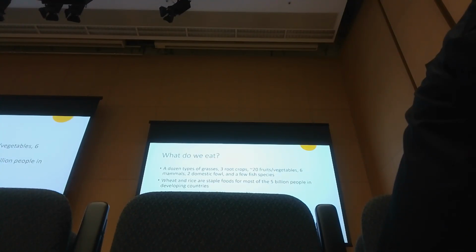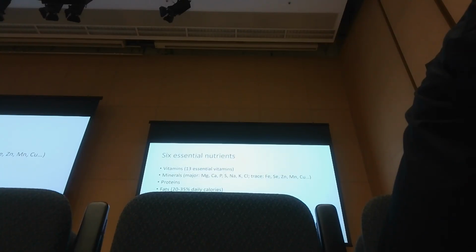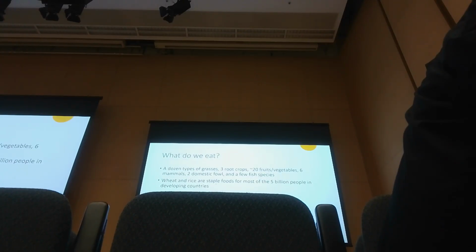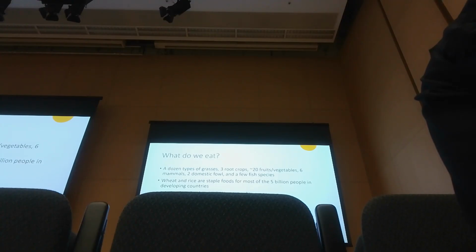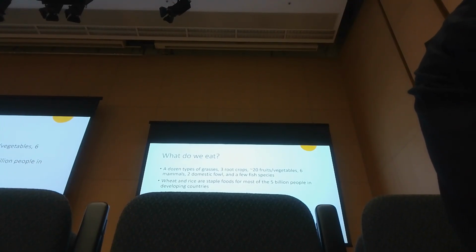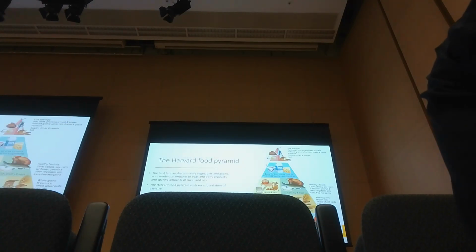And in terms of our food, where are the sources of those nutrients? We may think about certain grasses, root crops, vegetables, domestic fowl and fish species. For a lot of people, rice is quite important: 5 billion people in developing countries rely on rice supply. Among commodity crops, corn and soy are quite important because they are used in a lot of things, sweeteners, corn oil, and other ingredients.